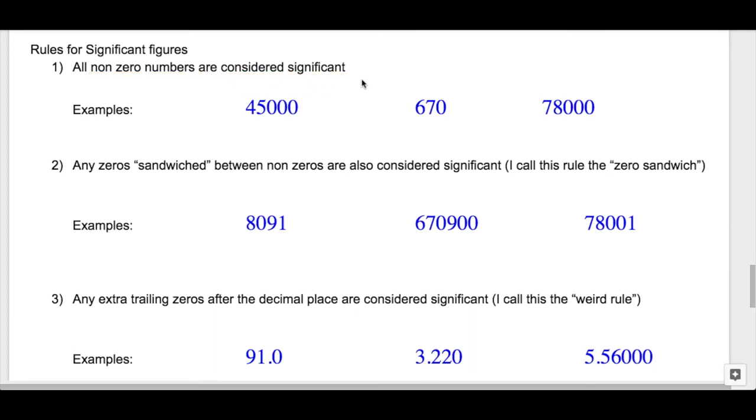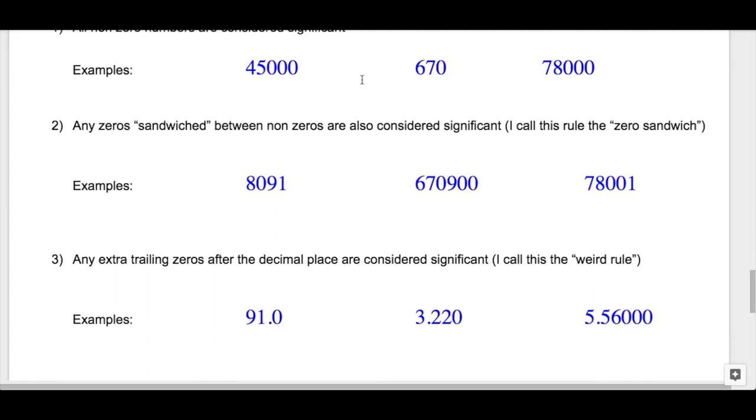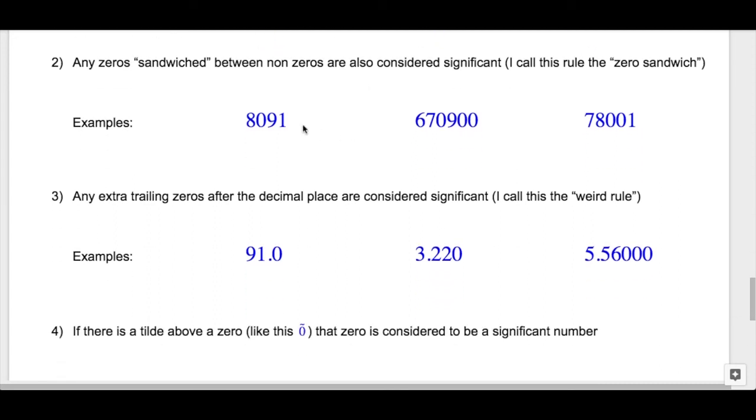So again, all non-zero numbers are considered significant. But sometimes zeros are considered significant. And those are the cases where the 0 is sandwiched in between non-zeros. So let's take a look at this value here, 8,091. This 0 here is sandwiched between the 8 and the 9. Therefore, when we've got this sandwich effect, everything that's non-zero, including the sandwich, is considered significant. So this would be 4 sig figs.